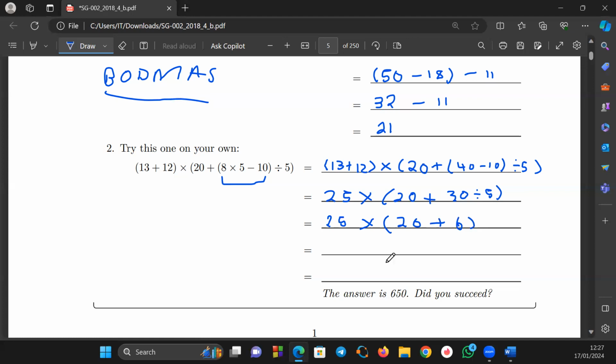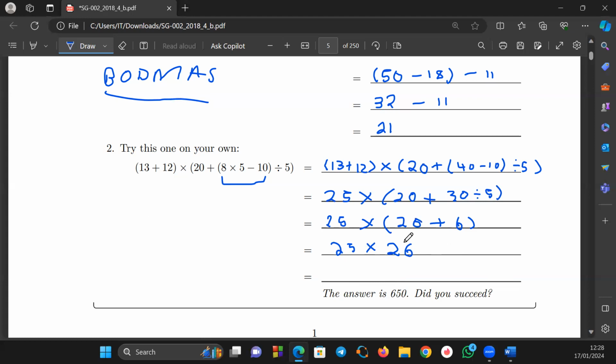So now when we have 20 plus 6, we can write 25 multiply by, we solve what is in brackets. This is multiplication. Let me write it properly. 25 multiplied by 20 plus 6 is going to be 26. I'm not going to be able to calculate this one, but I know that 20 times 20 is going to be 400. So 25 times 26, I'm not sure how much it's going to be.